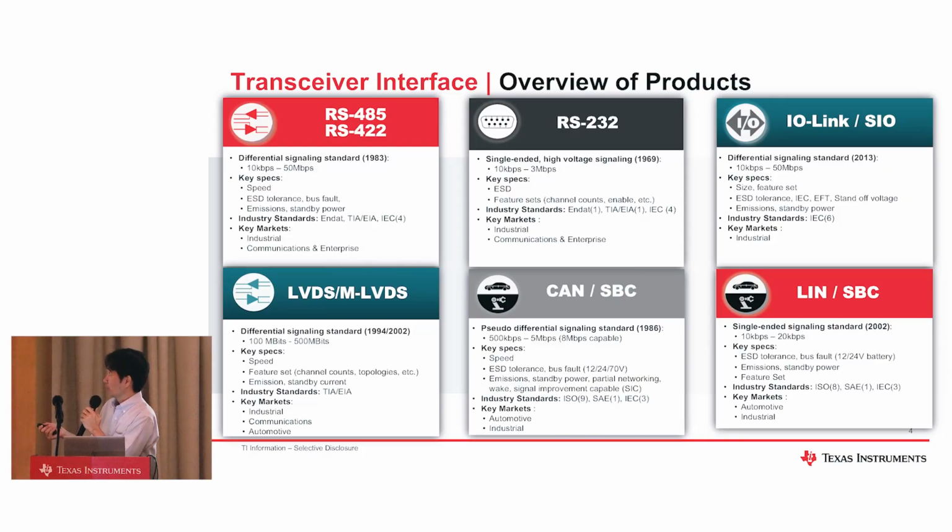Okay, so this is an overview of the transceiver interface. Just now, you saw that we have many different types of interface product, but this is specifically for the transceiver interface. We classify the product into different categories here. We have RS-485, RS-422, RS-232, LVDS, M-LVDS, CAN, LIN, SBC, and also IO-Link, SIO. This is one of the standards for the industrial market.